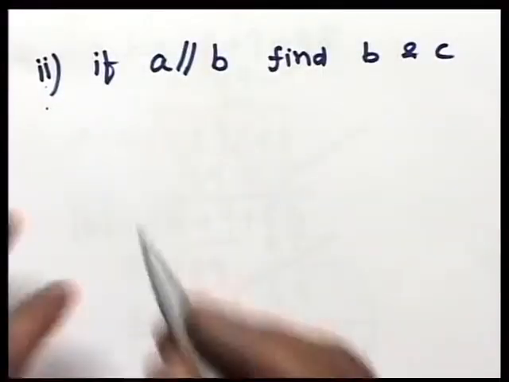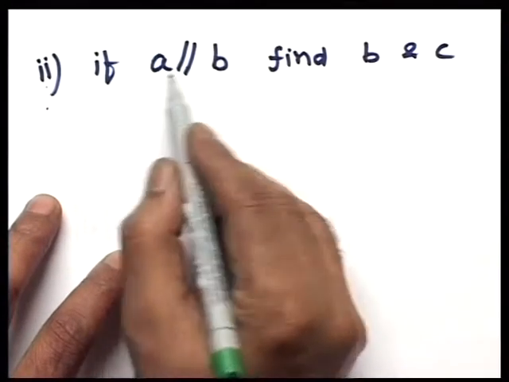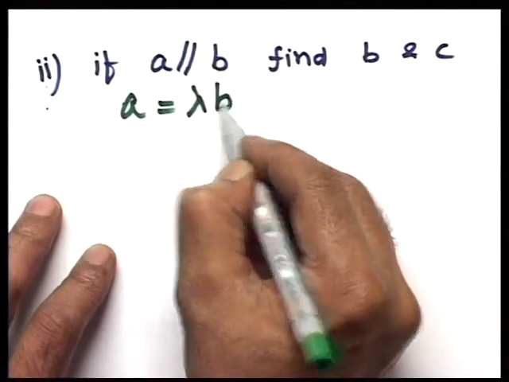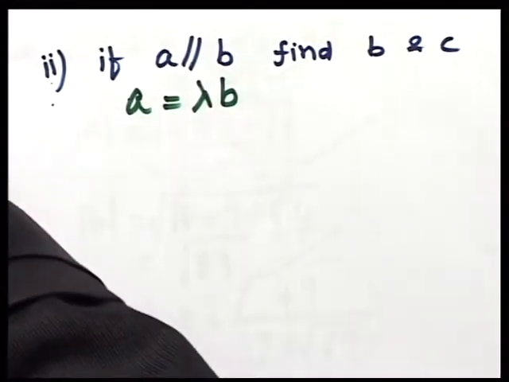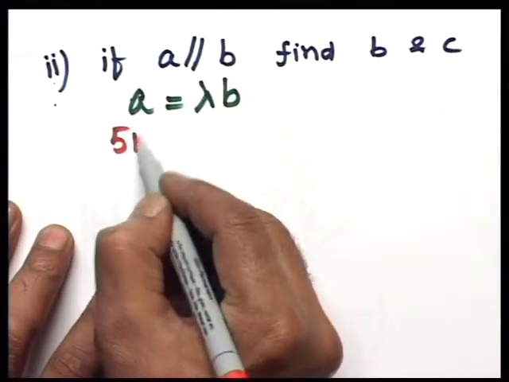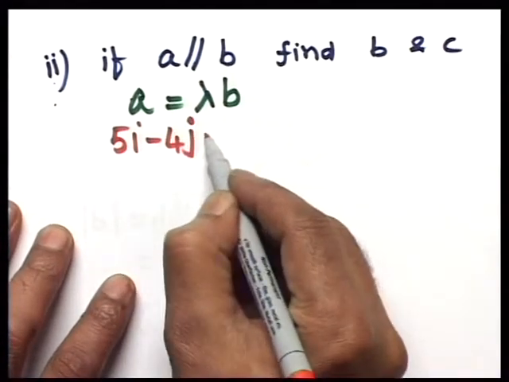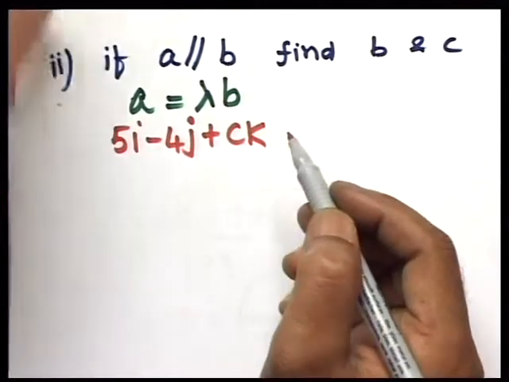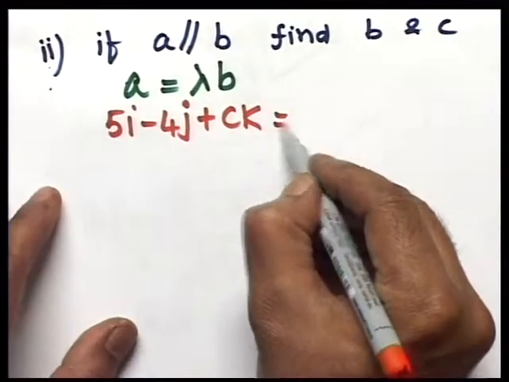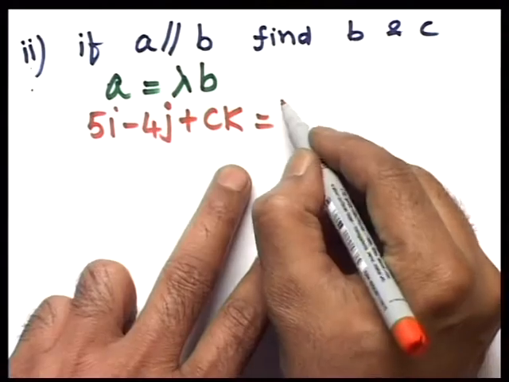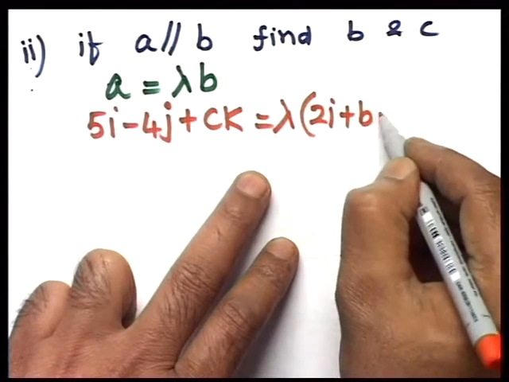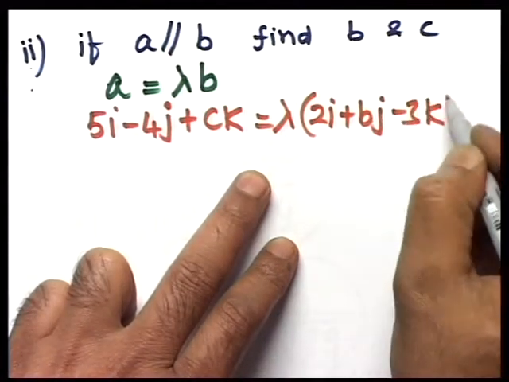So that's what we need to do here. One vector is a multiple of the other. So I'm going to write A equals lambda times B, where lambda is a scalar. So we substitute these vectors. A is 5i minus 4j plus ck. That was A, all right? And B is this. So copy B also with lambda, please. So that vector is a multiple of this. So inside the bracket, 2i plus bj minus 3k.